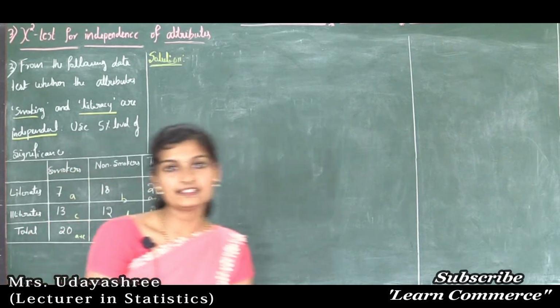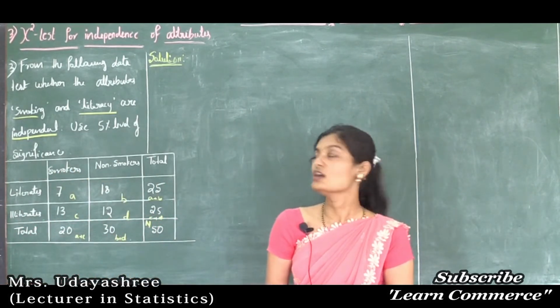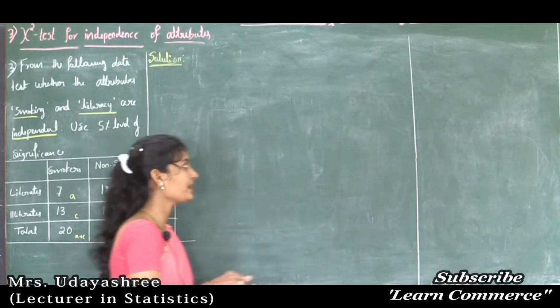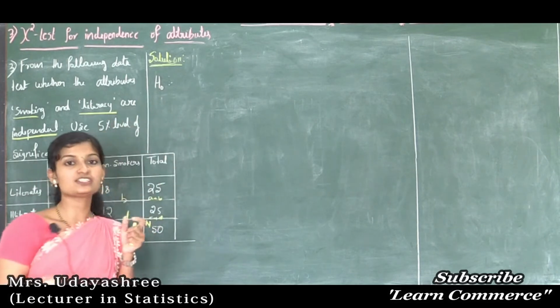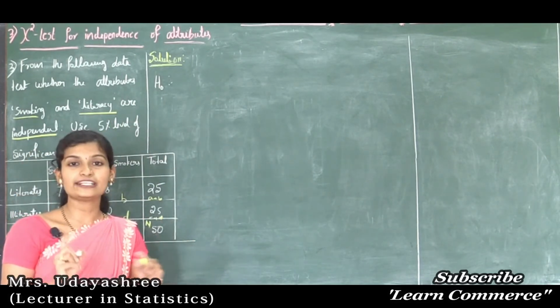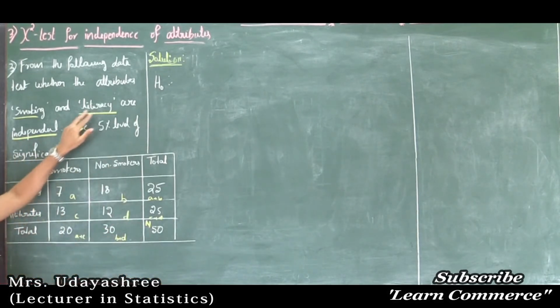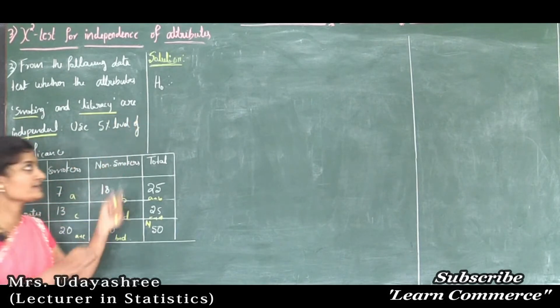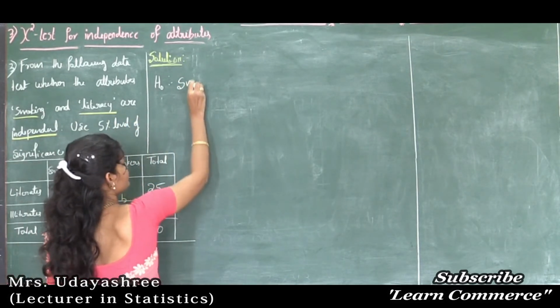Now let's see the test procedure. Step 1 is setting up the null hypothesis. The null hypothesis is denoted by H naught. In the test procedure we discussed that H naught is that the two attributes are independent. The two given attributes are literacy and smoking. So H naught is that smoking and literacy are independent.